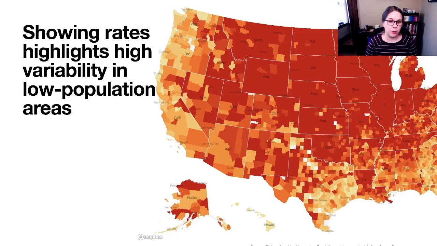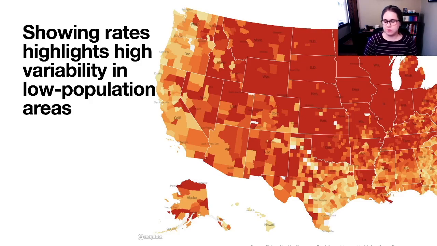And if you have a very low population county and it has one case of coronavirus, it's going to look like it has a huge, huge high rate. And then the areas that have large population, so things like LA or San Francisco, because they're so big, they're going to have about the average rate. So you're going to see high variability in the low population areas and low variability in the high population areas.